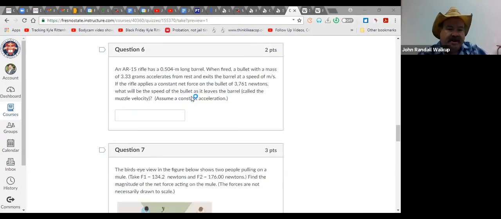An AR-15 rifle has a 0.5 meter long barrel. When fired, a bullet with a mass of 3.33 grams accelerates from rest and exits the barrel. It gives you the net force, and right away, you've got the net force acting on a bullet of known mass. You've got to get the acceleration. You take the net force divided by the mass, and now you have the acceleration. And with the acceleration, you finish the problem by doing what? Applying the equations of motion. This one might take a little bit of time, but its solution is very straightforward. And it's a homework problem.